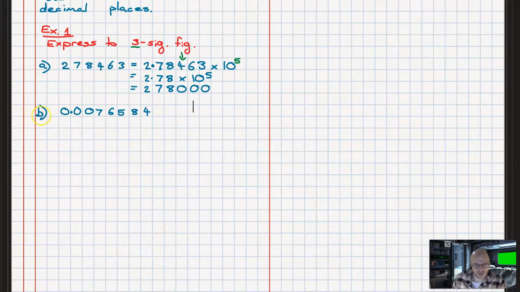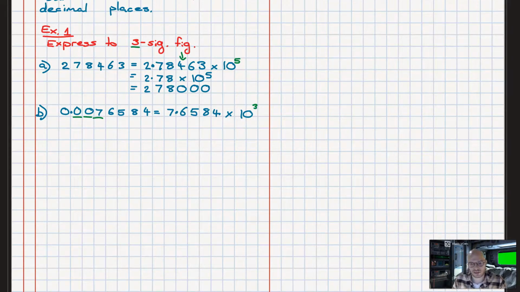Alright, so example B now, we have 0.00765884. We're going to represent this to three significant figures using the method we used above. First thing we do is we convert it to scientific notation. So I'm going to drop the leading zeros because we don't care about those. We go 7, 6, 5, 8, 4, and we move our decimal place between the 7 and the 6. Then because we've made a really small number appear larger, we need to count how many decimal places we move the decimal place back. So 1, 2, 3, so it becomes times 10 to the -3.